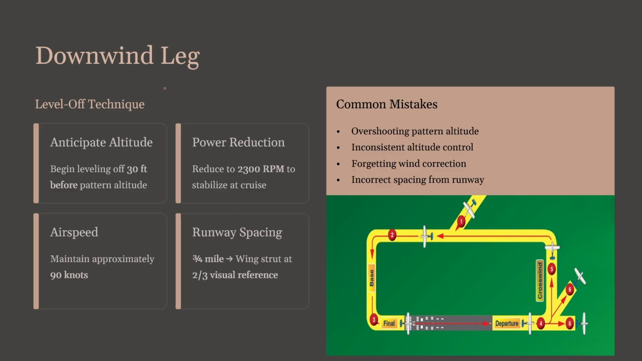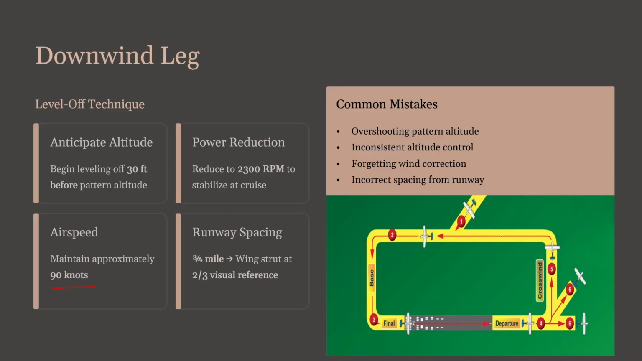Downwind. Before discussing the downwind leg, let's briefly talk about leveling at pattern altitude. As the aircraft approaches the pattern altitude, begin leveling off about 30 feet before reaching the altitude and transition into straight and level flight. Many student pilots tend to miss this. It's actually very common to see airplanes flying more than 100 feet above the pattern altitude, so make sure you pay attention to this. Cool. And once the airplane accelerates to around 80 to 85 knots, reduce the power to approximately 2300 RPM for pattern operation, to make your airspeed 90.